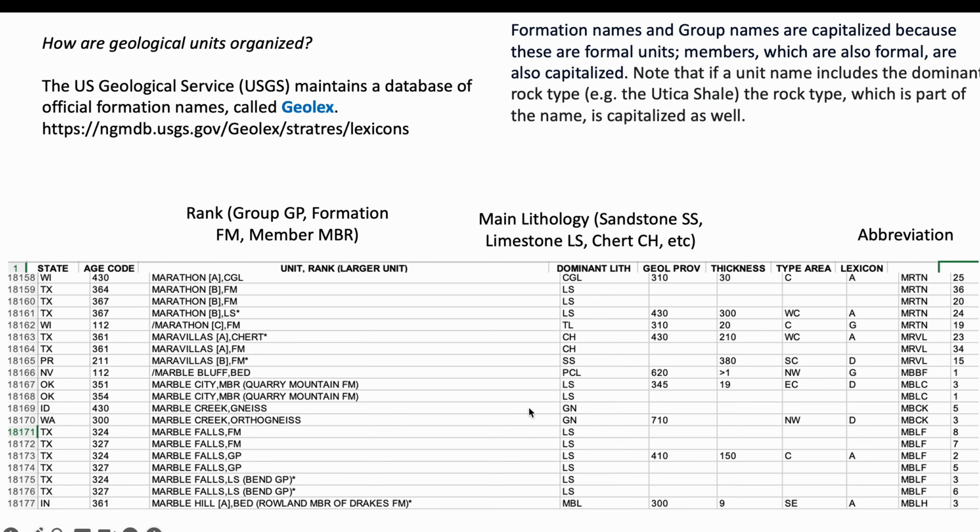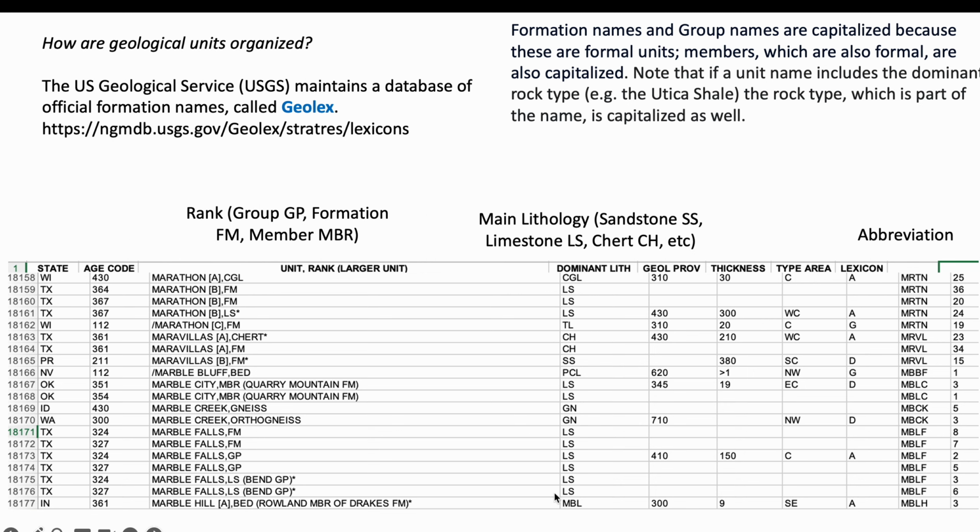Oftentimes, these formations were described, and then later we figured out how to correlate them. And so, there are these great big charts. I'll show you one in a minute that say, all right, if you're in Texas, this particular formation has this name, but if you're in Kansas, it has a different name. If you're in Ohio, this one is equivalent to those other two, and so on.